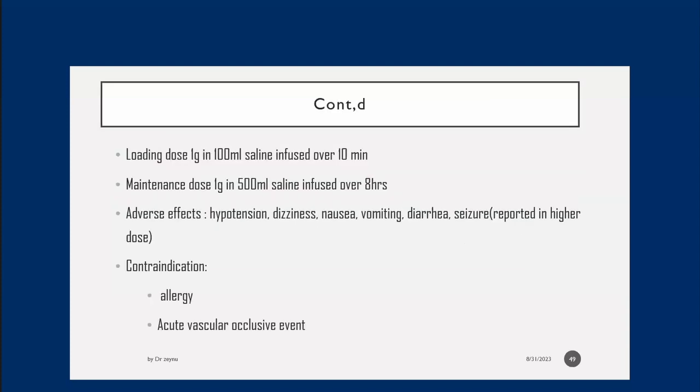Regarding the dose, we can load with 1 gram in 100 ml of saline infused over 10 minutes, and continue maintenance with 1 gram in 500 ml saline infused over 8 hours. Tranexamic acid may have adverse effects of hypotension, dizziness, nausea, vomiting, diarrhea, and seizure, particularly with high doses. The contraindications are allergy and acute vascular occlusion events. We can use it nowadays; it's available even in the peripheral pharmacy.